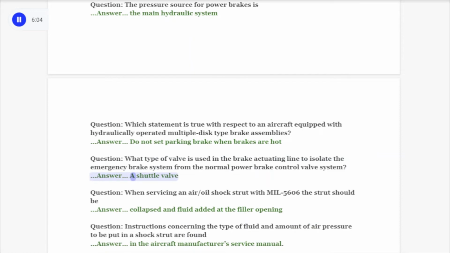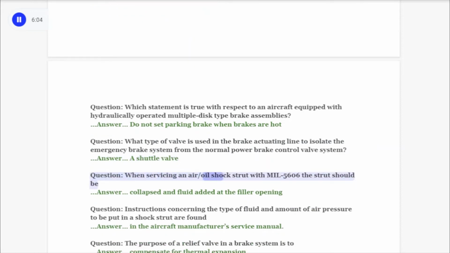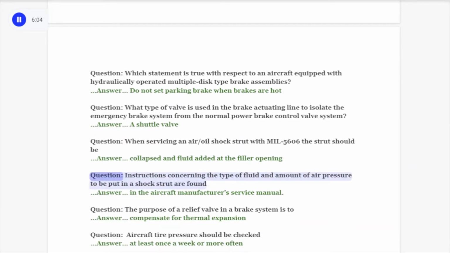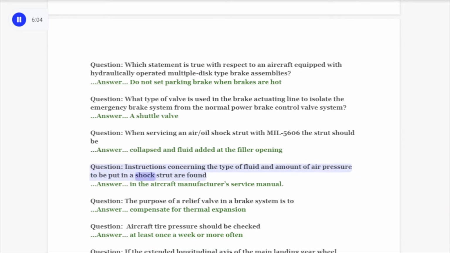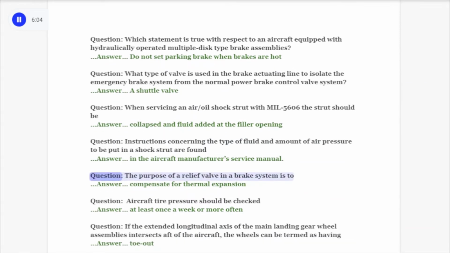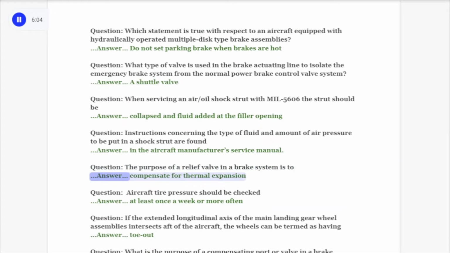Answer: a shuttle valve. Question: when servicing an air/oil shock strut with MIL-5606, the strut should be. Answer: collapsed and fluid added at the filler opening. Question: instructions concerning the type of fluid and amount of air pressure to be put in a shock strut are found. Answer: in the aircraft manufacturer's service manual. Question: the purpose of a relief valve in a brake system is to. Answer: compensate for thermal expansion.